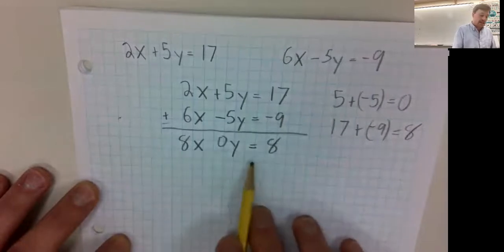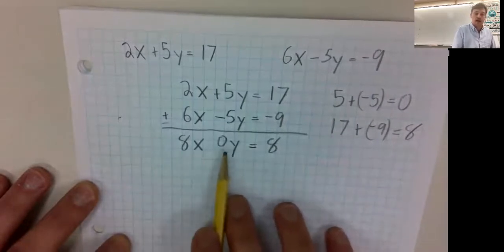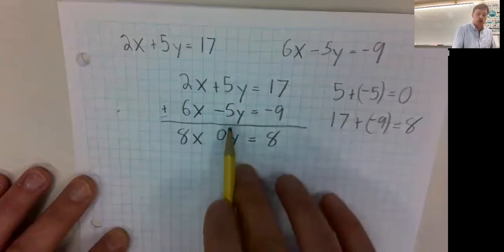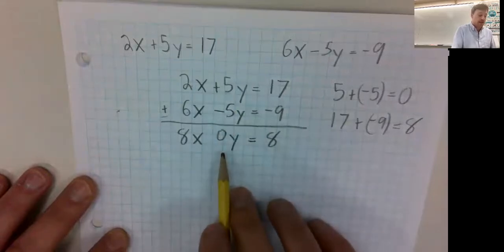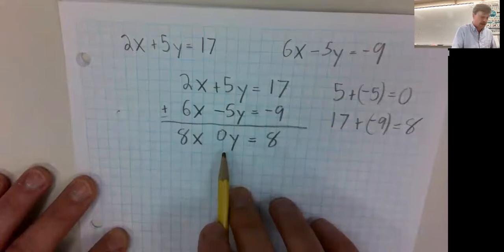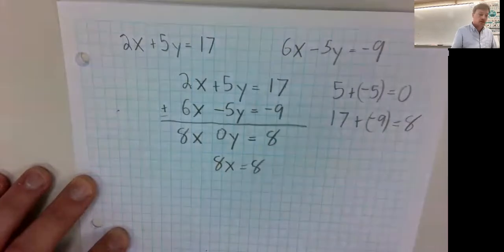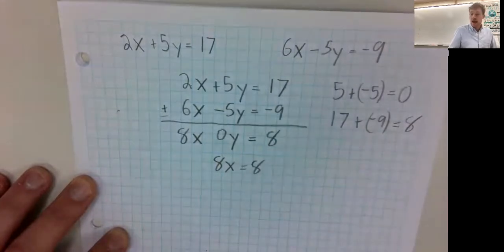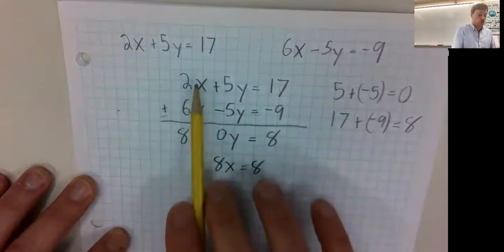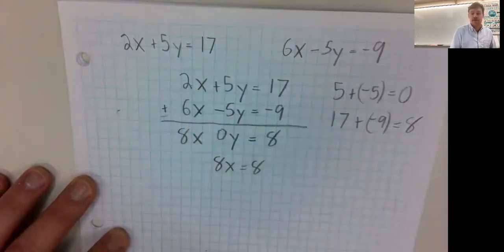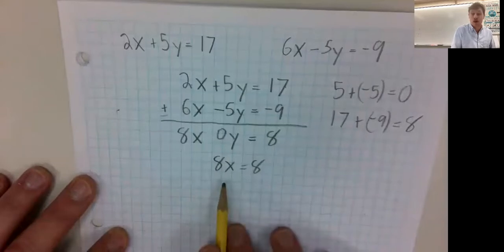Okay, so let's clean this up. The y drops out, so I don't really need to write that, but I wanted to show you that that's what's happening, is that the y is dropping out. It's being eliminated. So I'm left with 8x equals 8. And I'm done with number 2. I have added and subtracted these equations and had a variable drop out. Now I'm just left with one variable.